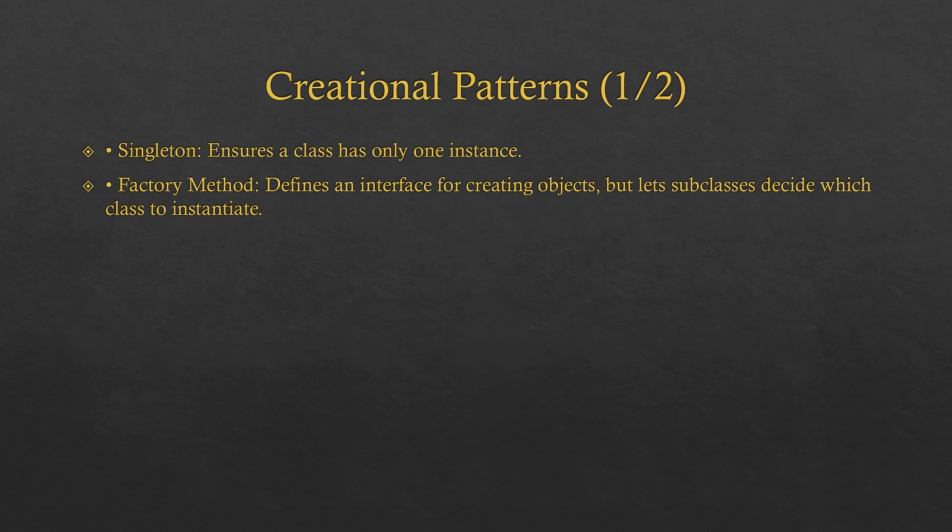Creational patterns focus on object creation. The singleton pattern ensures that a class has only one instance and provides a global point of access. The factory method defines an interface for creating objects, but it allows subclasses to decide which class to instantiate.